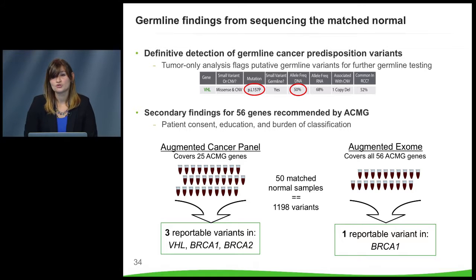And we found almost 1,200 germline variants called in these 56 genes. We then had our in-house variant classification scientists go through the filtering and the classification process for all of these variants, and the result was just 4 variants in 3 ACMG genes, including the VHL, as I just discussed, as well as a few BRCA1 and BRCA2 pathogenic variants.